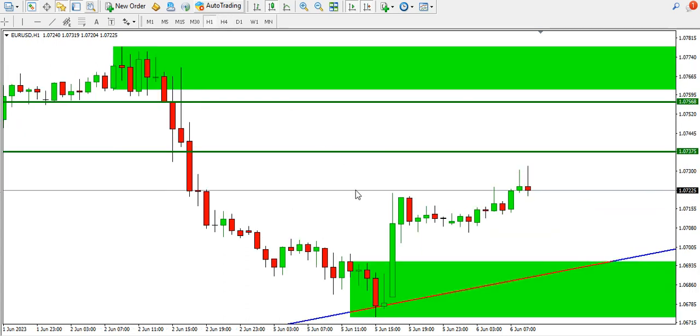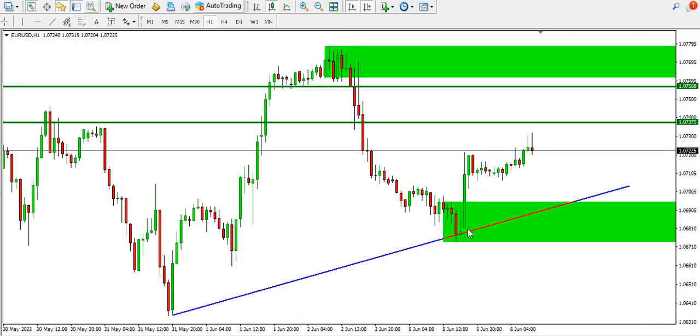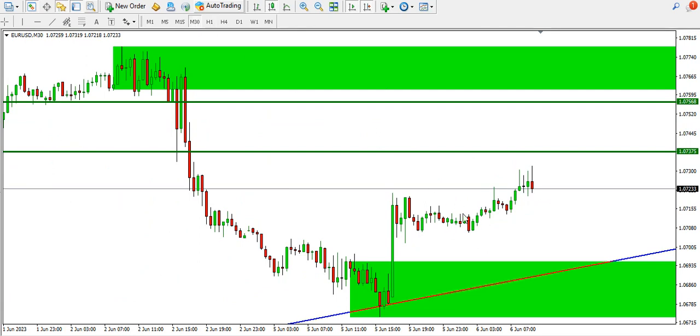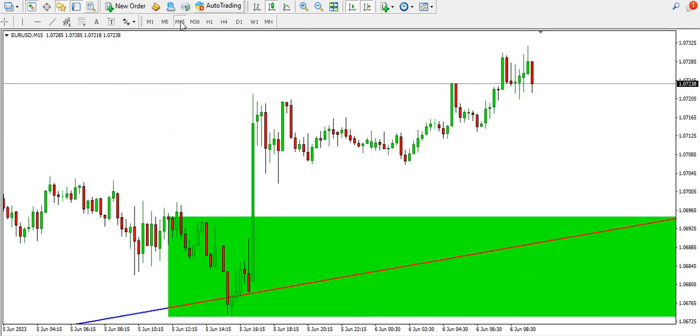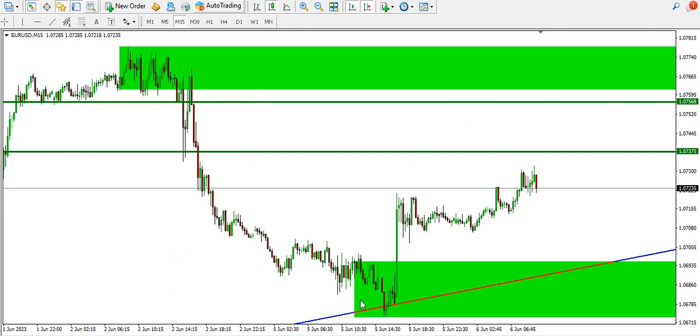On the 1-hour time frame, we can see that price is trying to rise as we continue to see a higher low. This low is higher than this low, so price is trying to rise to the top. On the 30-minute time frame, you can see that the bulls are trying to push price up. The bulls are trying to make price go above halfway of the previous down leg.